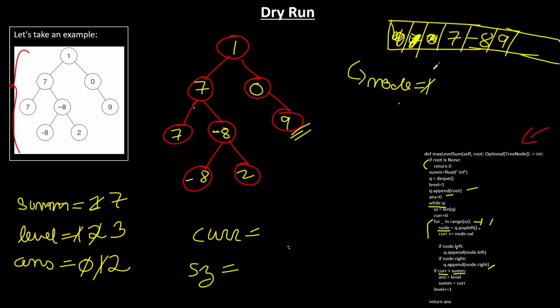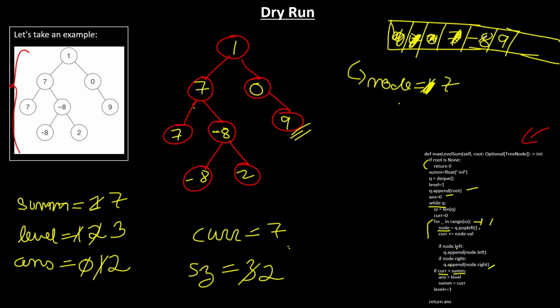Now we came back again, same process. Now node has nothing. So we pop 7. 7 is here. Great. Then the current sum becomes 7. Size was how much? 3, right? Let it be 3. So it also reduces to 2 then. Fine. We check if 7 has left and right. It doesn't have anything, right?